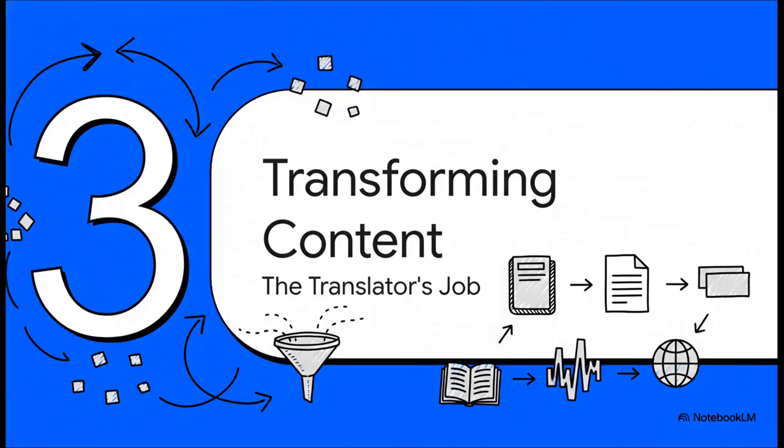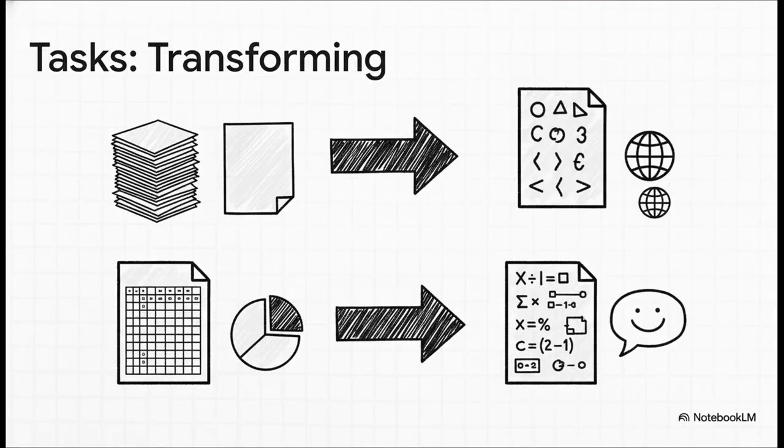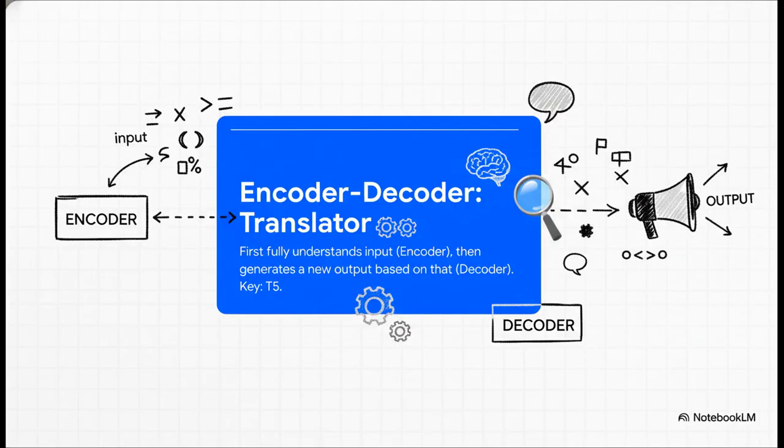And that brings us to our third core AI job, transforming content. This isn't just about understanding or creating, it's about changing something from one form into a totally different one. You see this kind of stuff every day in business, taking a massive 50-page report and boiling it down to a one-page summary, or translating a document from English to Spanish, or even just converting data from a spreadsheet into a different format, or taking dense, technical jargon and rewriting it in plain, simple language anyone can understand. The specialist for this is the encoder-decoder model. Think Google's T5 model. We can call these the translators.